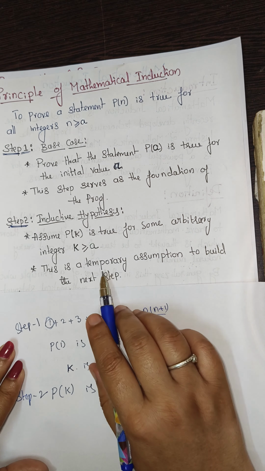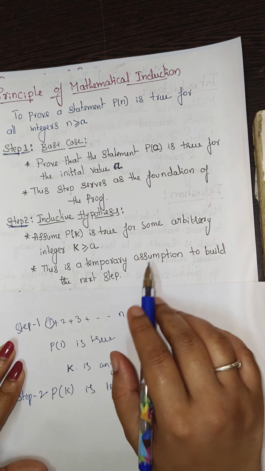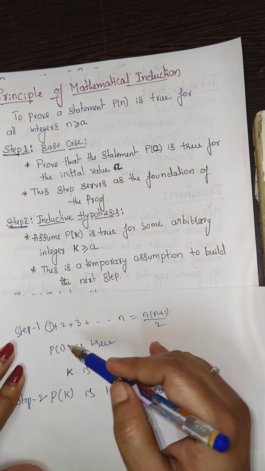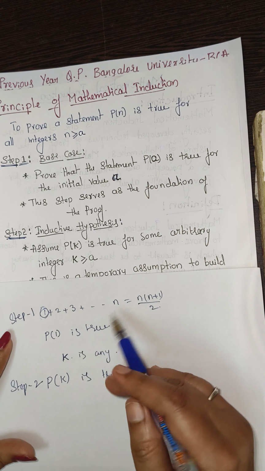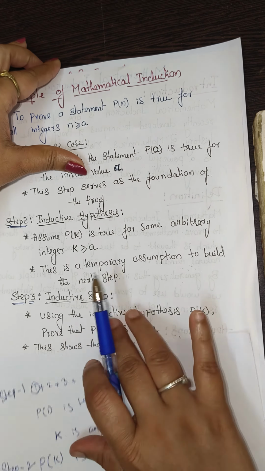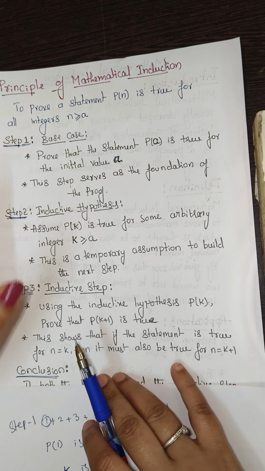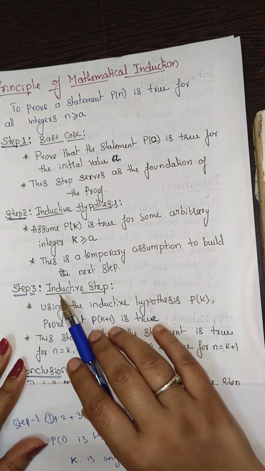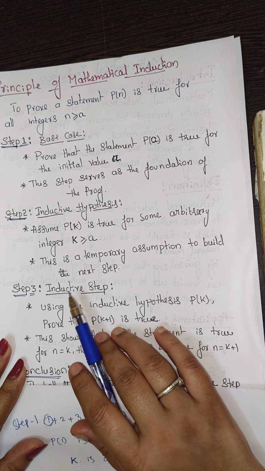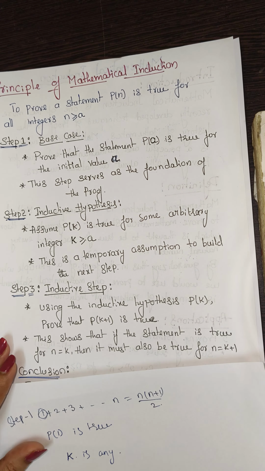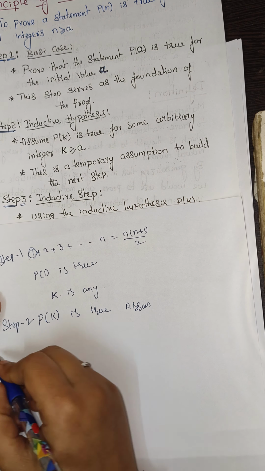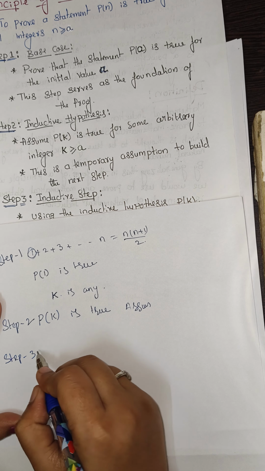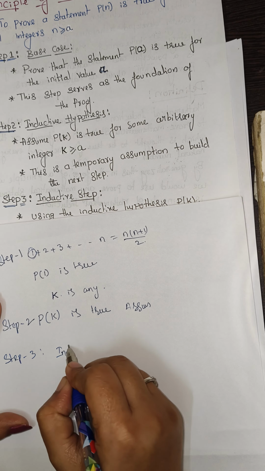Okay, this is the temporary assumption. It is a temporary assumption to build the next step. To solve the next step, it is important. That's the reason we have to write the second step. Okay, the third step here is the inductive step. First we will see what is the meaning of inductive. Step 3 is called the inductive step.